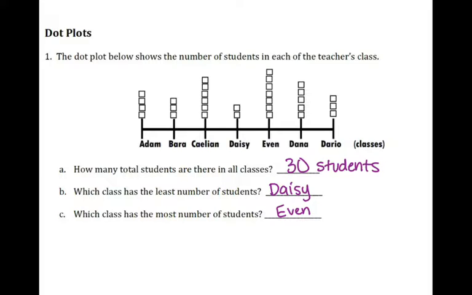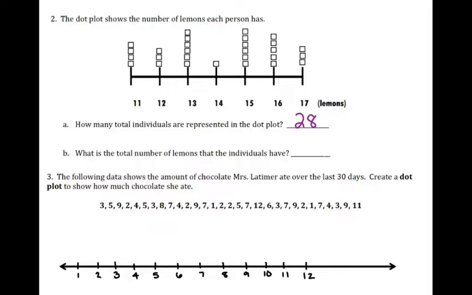Moving on to our next dot plot. The dot plot shows the number of lemons each person has. So how many total individuals are represented in the dot plot? There are 28 people if you go through and count each individual dot. What is the total number of lemons that the individuals have? If I look at the number 11, there are 4 people that have 11 lemons.